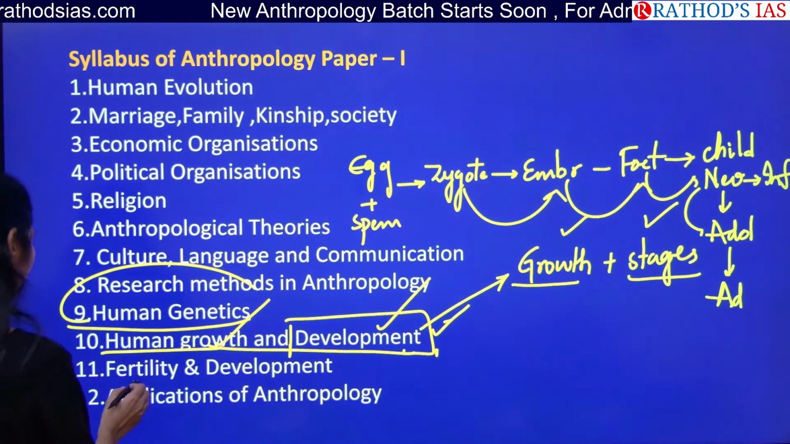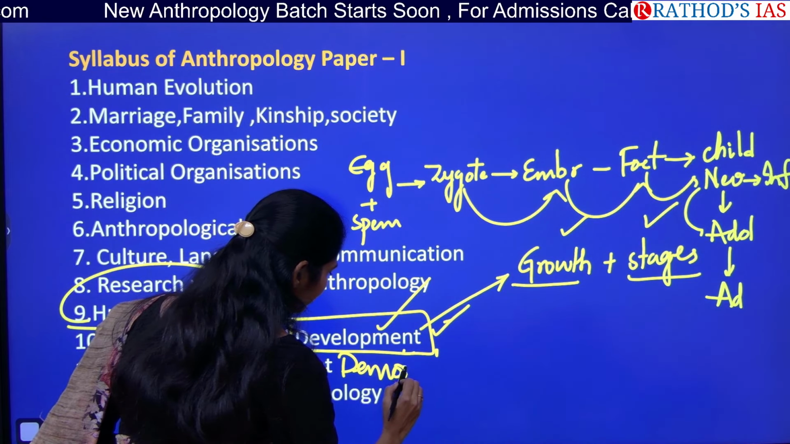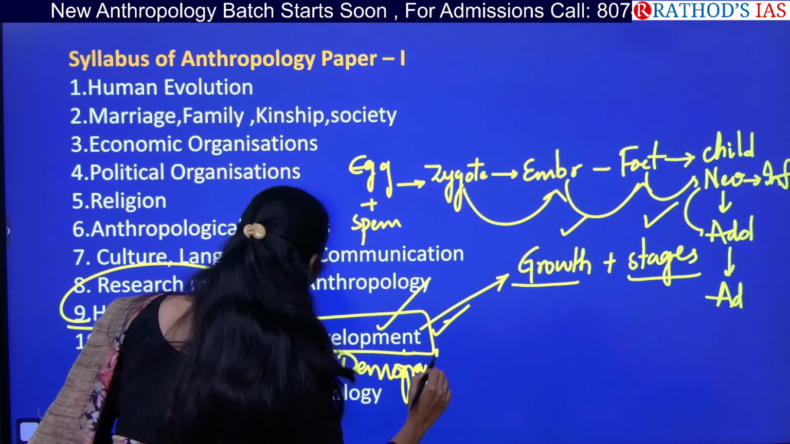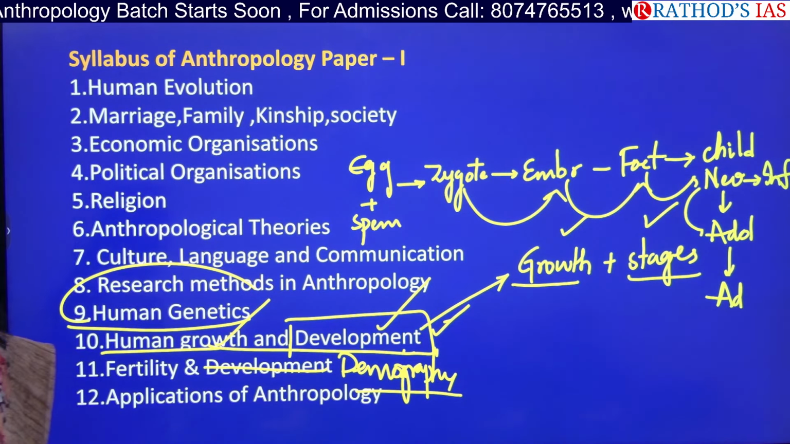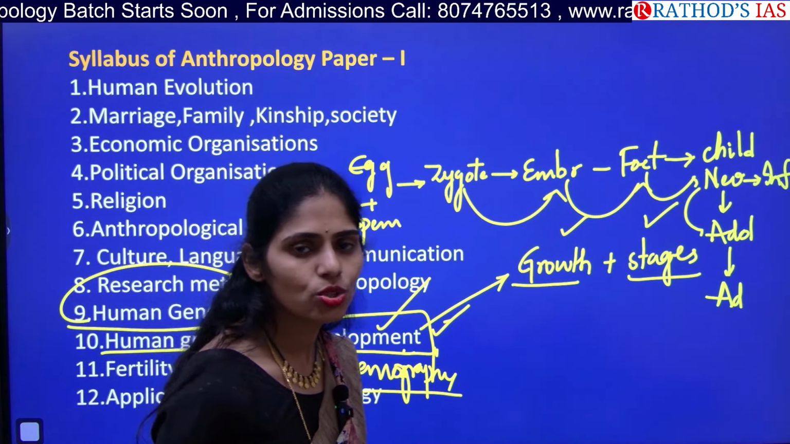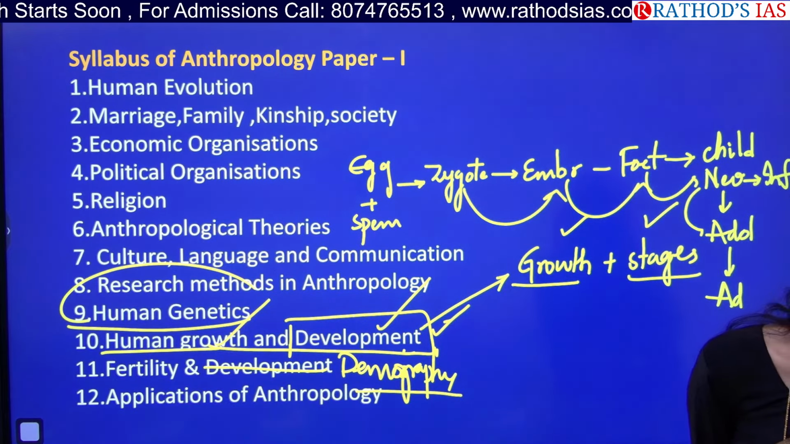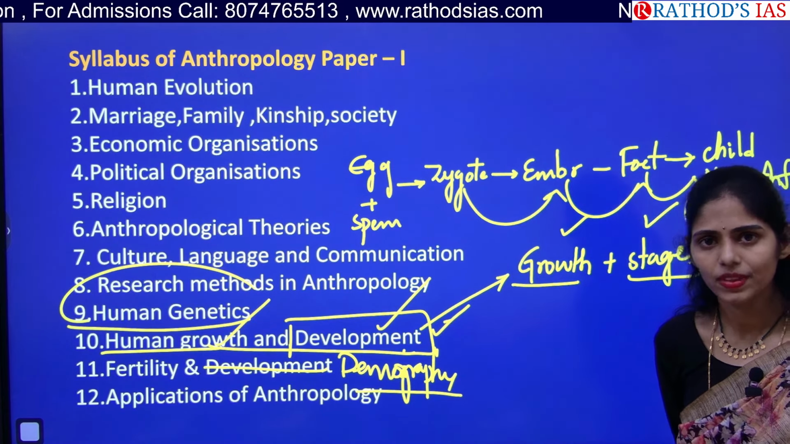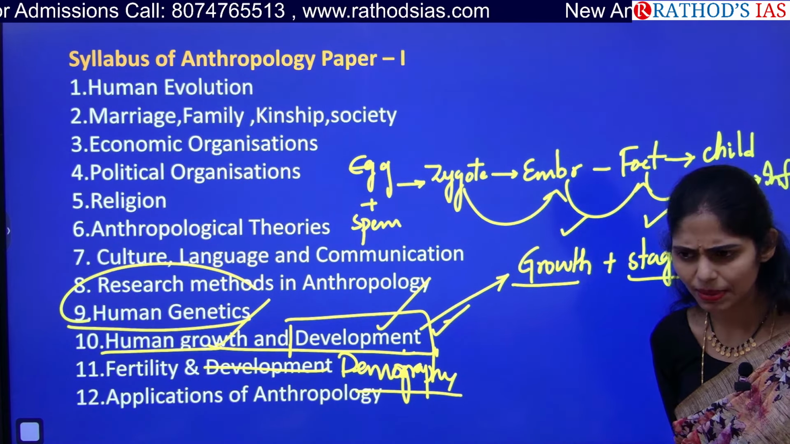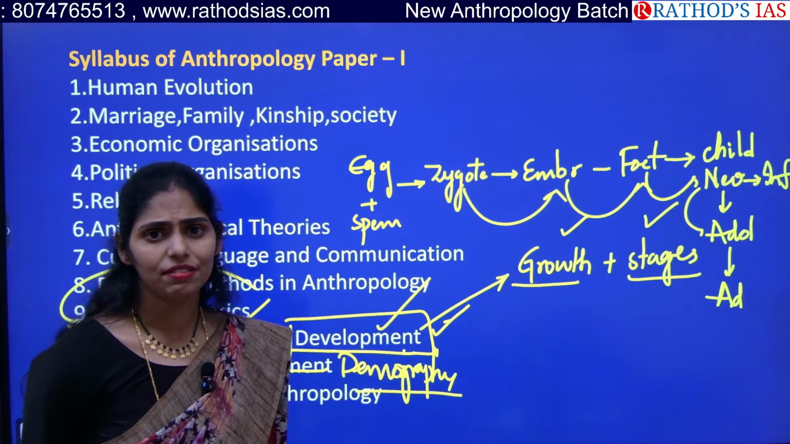And the next one is fertility and demography. I think you might have come across this word fertility. You might know about TFR, that is total fertility rate. Even in your prelims 2024, there was a question regarding TFR, total fertility rate, in the news. What is this? A very simple question. It is nothing but, in the entire reproductive age of a woman, how many children she can give birth to. That is called TFR.